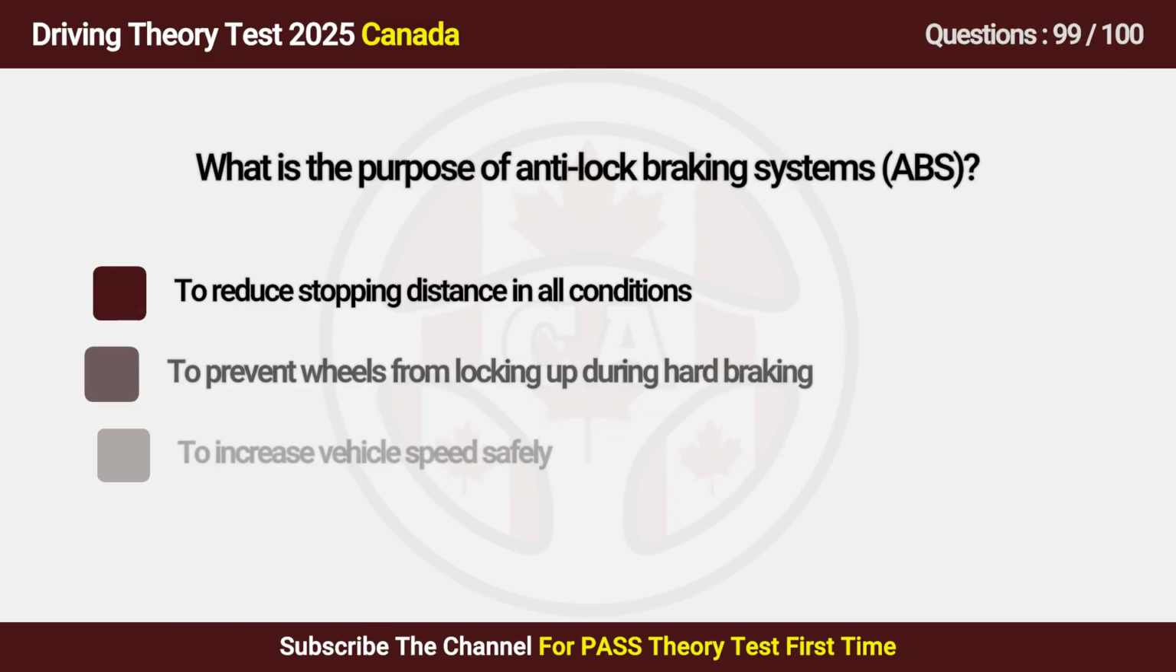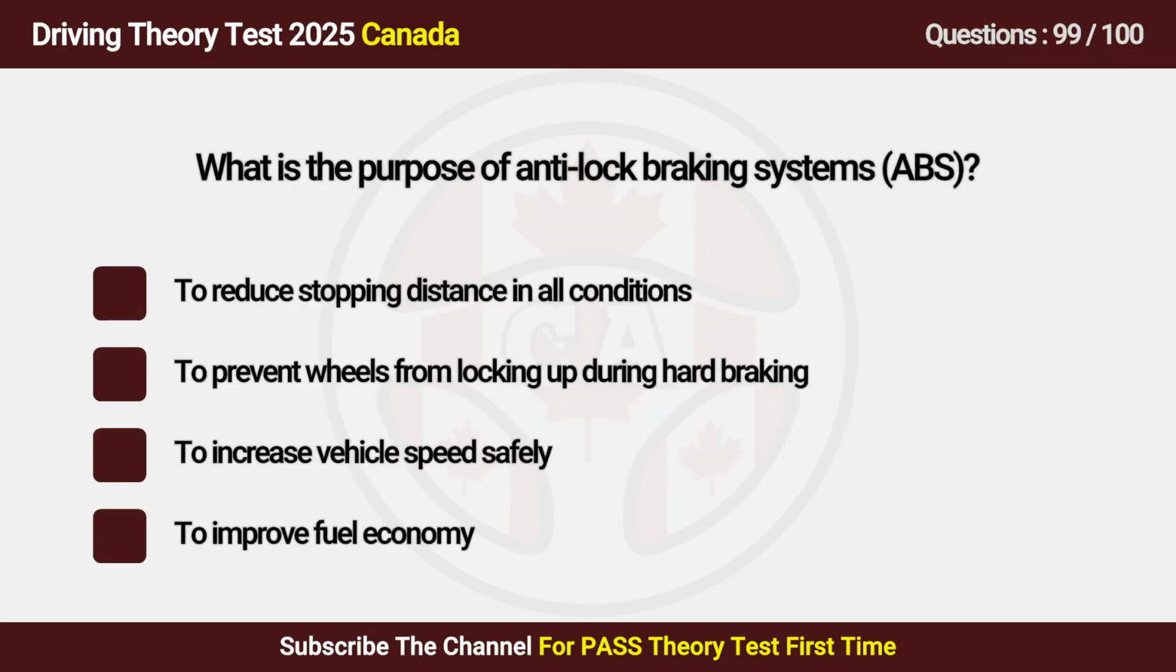Question 99. What is the purpose of braking systems like ABS? A. To reduce stopping distance in all conditions. B. To prevent wheels from locking up during hard braking. C. To increase vehicle speed safely. D. To improve fuel economy.